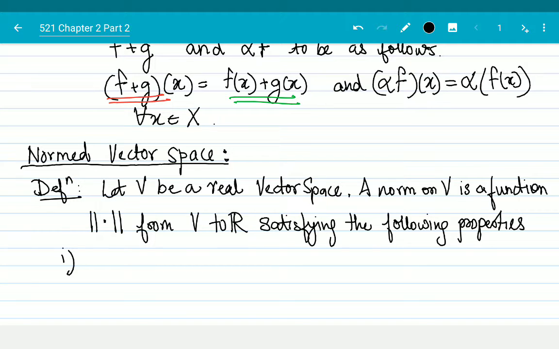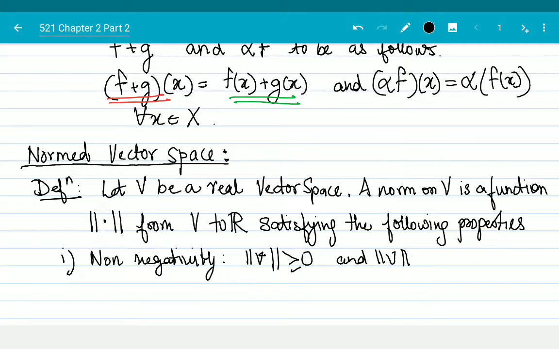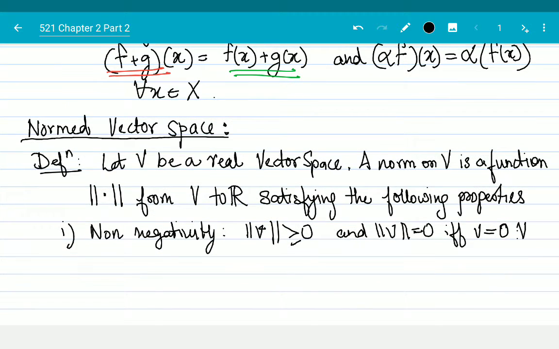First, non-negativity. The norm of v is greater than or equal to 0, and the norm of v is equal to 0 if and only if v is equal to 0. Okay? For every v belonging to V.